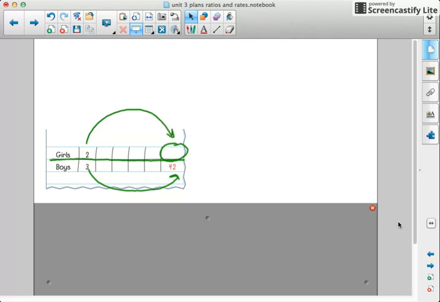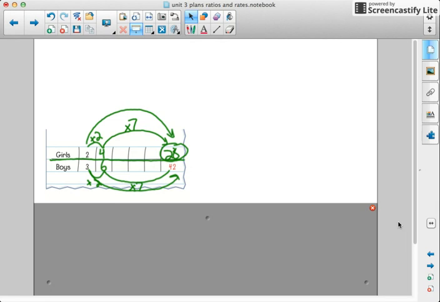If that's too difficult though, you might be able to recognize, well, I could times this by 2. Just use a different one, times by 2, times by 2. I will get a 4 to 6 ratio. Maybe then you recognize, oh, I could times 6 by 7 to go straight from 6 to 42. So take 4, times it by 7, I would get 28. So there's 28 girls if there's 42 boys.